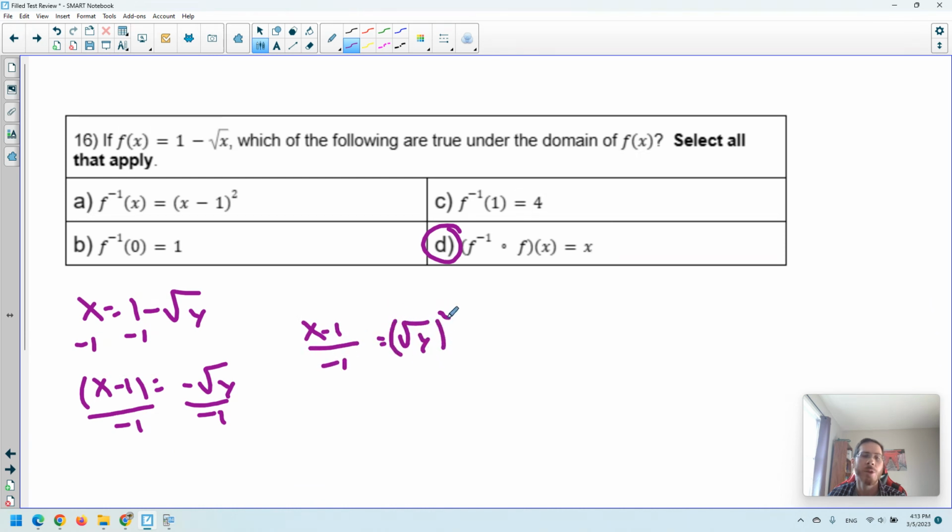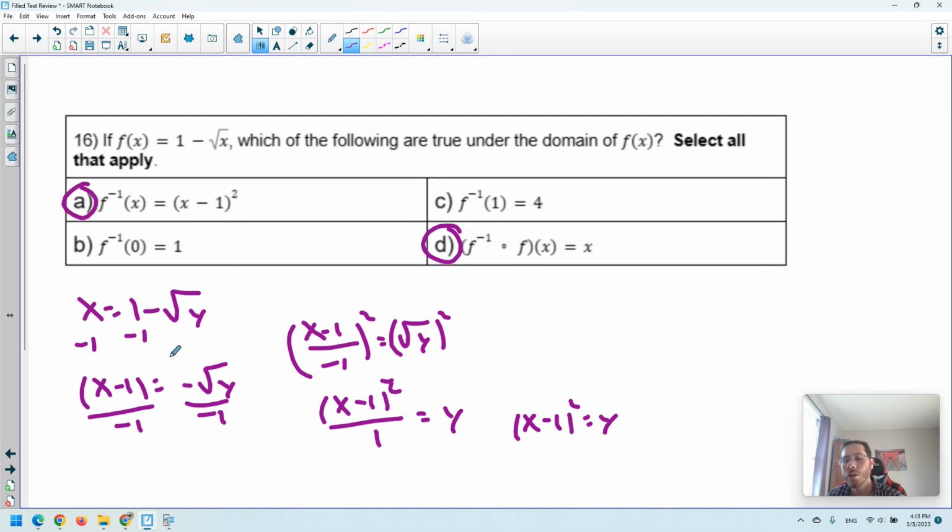And then when we square both sides, x minus 1 squared is x minus 1 squared. But negative 1 squared, well, negative times negative makes that back to positive. So it looks like we're good to go. We get x minus 1 squared equals y. Okay, all right, I guess we'll pick that one too.